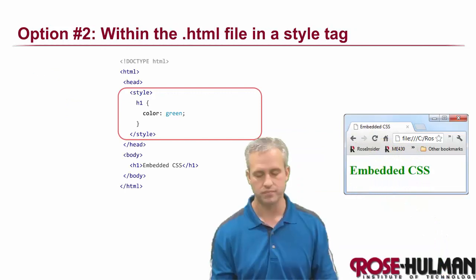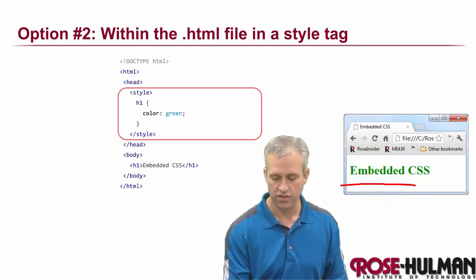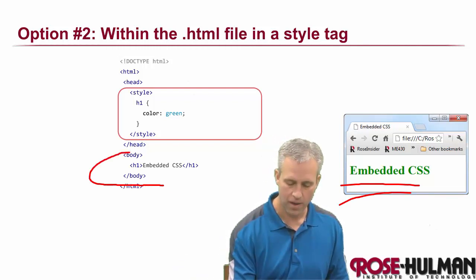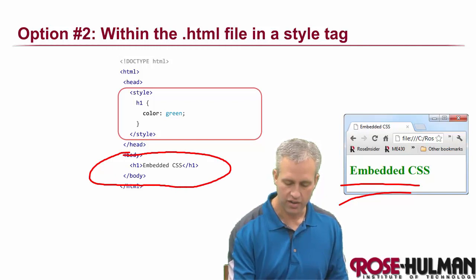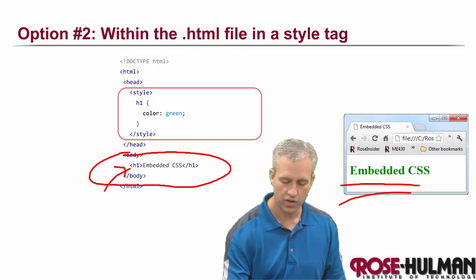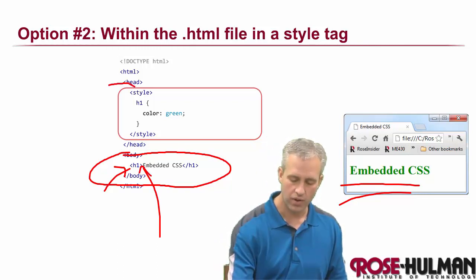The next option is what's called embedded CSS. So they just kind of had to pick a name for it. But this is where you've got your body element down here, and this is an H1, and you want to add some CSS to it. You could do it right inline. That would be the old way. But then a slightly better way is to do this.